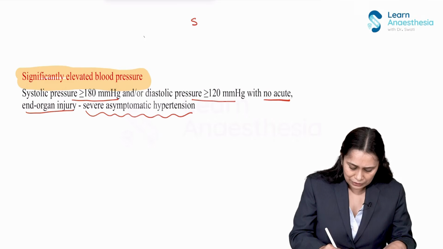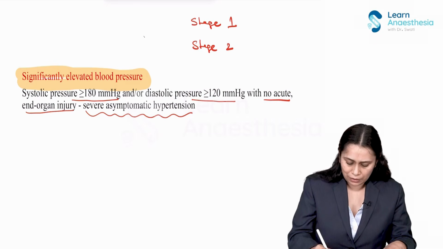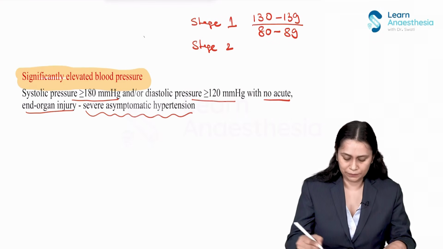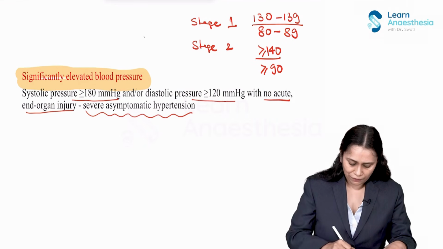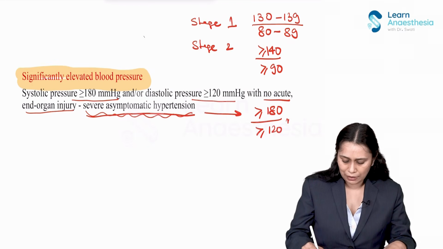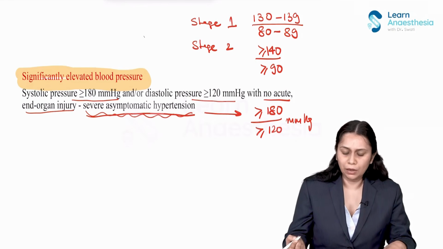So, we discussed stage 1, we discussed stage 2. Stage 1 was between 130 to 139, and 80 to 89 mm of Hg, systolic and diastolic. Stage 2 was more than or equal to 140 by more than or equal to 90 mm of Hg. Now, severe asymptomatic hypertension is more than or equal to 180 by more than or equal to 120 mm of Hg with no evidence of any acute organ injury.